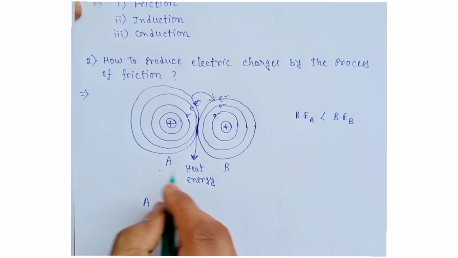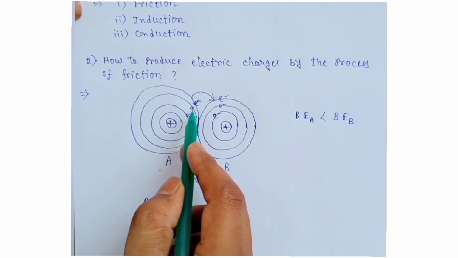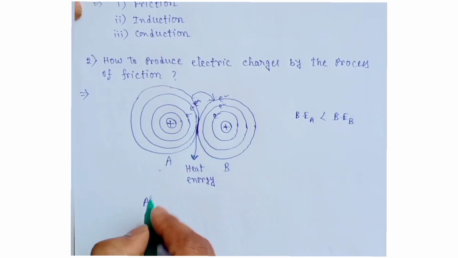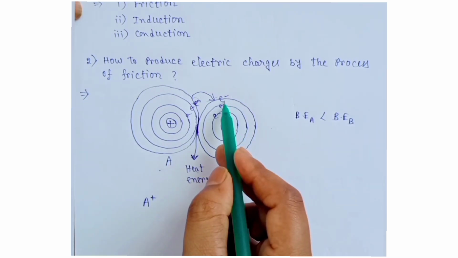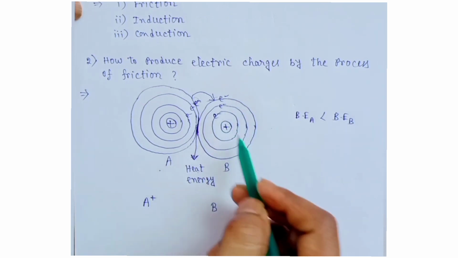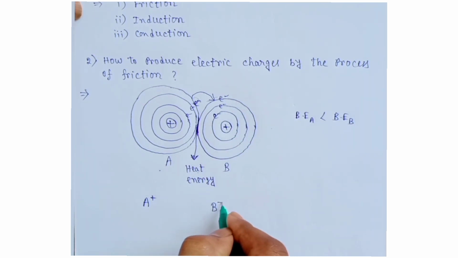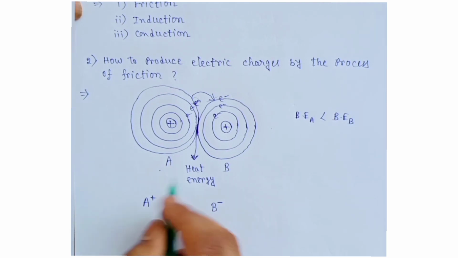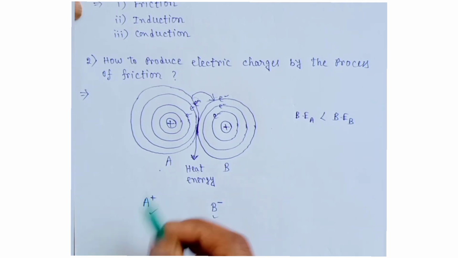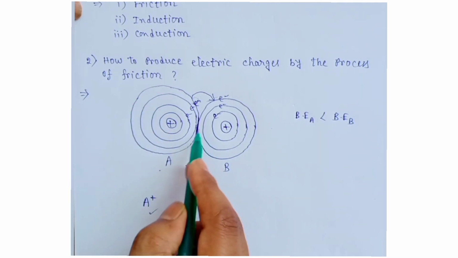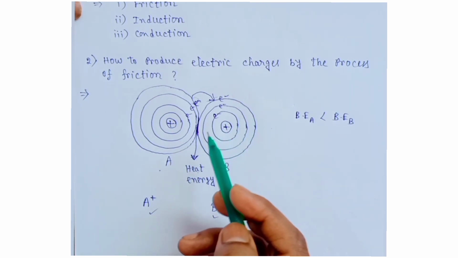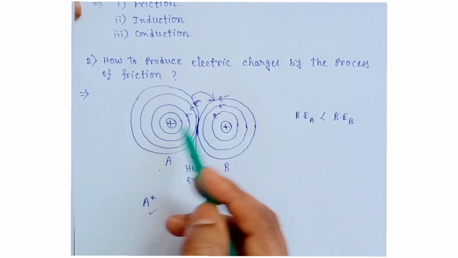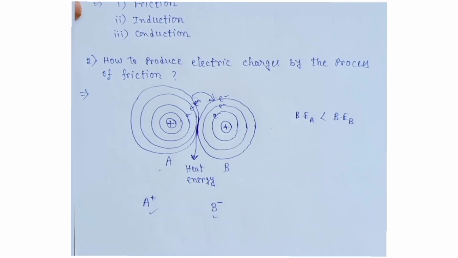Since atom A is losing electrons, that means it is losing negative charge, so it is becoming a positively charged ion. And atom B is gaining electrons, that means negative charge is increased in atom B, so atom B will be a negatively charged ion. In this way, we can create positively charged and negatively charged substances by the process of friction. So binding energy is a key factor here. The electrons jump from the lower binding energy atom to the higher binding energy atom.